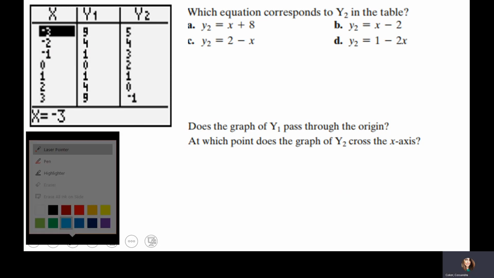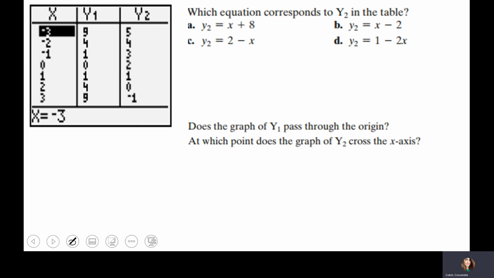So let's just look. From x to y2, the first x we have paired with y2 is -3, 5. We've got 0, 2 is also a pair. And then, of course, we've got 2, 0, and so on. You can pick any pairs you want. So you're trying to see which equation here would yield this relationship.